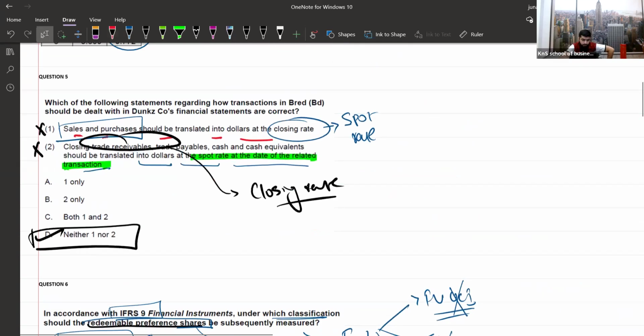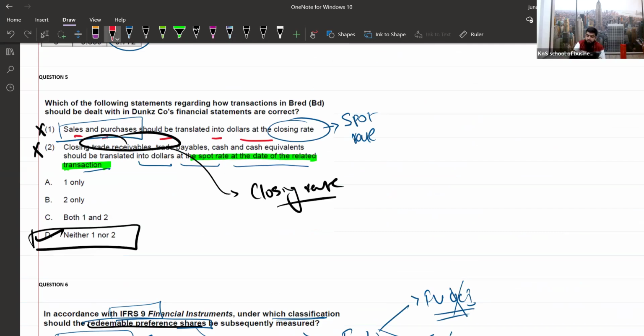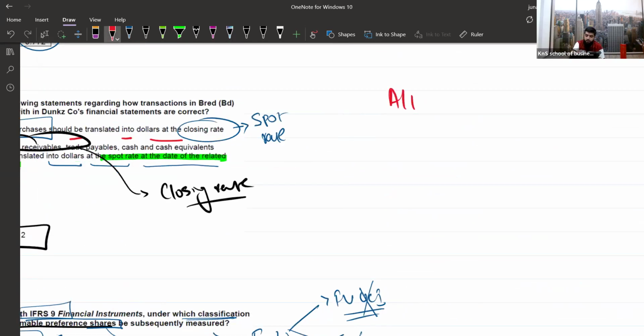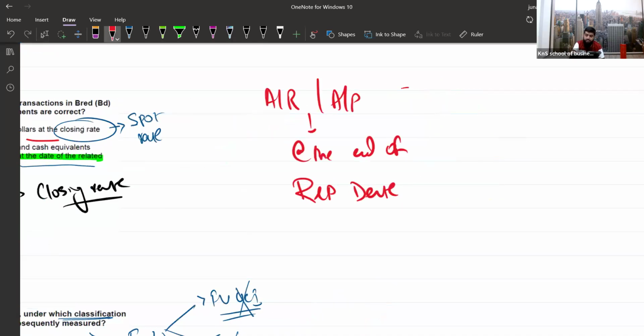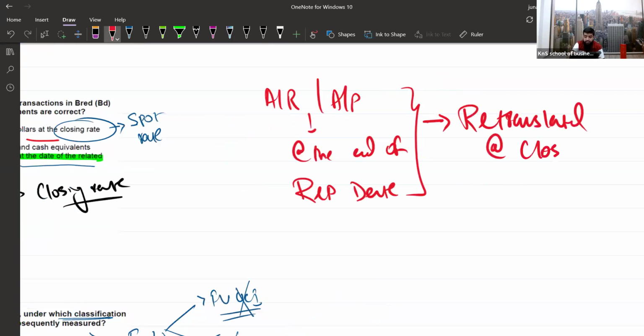Okay, question number 5. Why is option B wrong? In point B it says the closing trade receivable. Let me clarify: account receivables or account payables at the end of the reporting date will be retranslated, and they will always be retranslated at the closing rate.